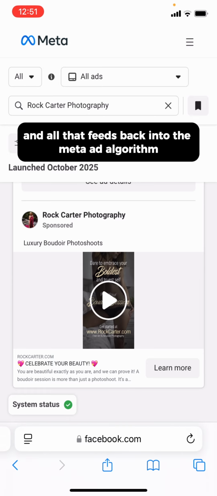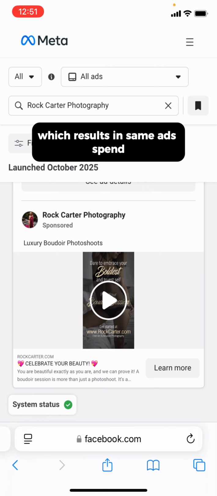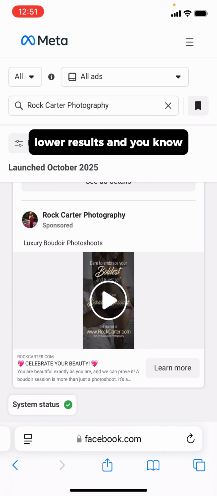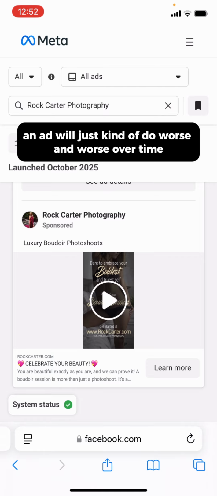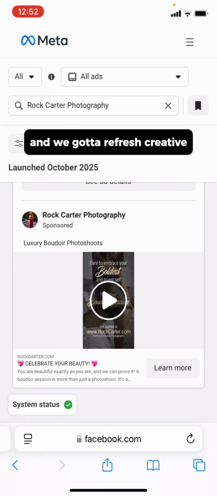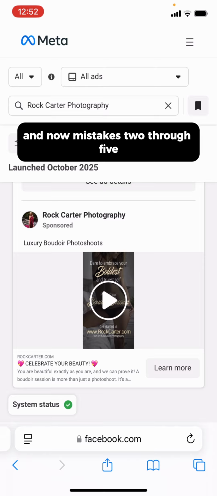And all that feeds back into the Meta ad algorithm. And our ads go to lower quality Meta profiles for tranche two, which results in the same ad spend, lower results. And we're in the downward spiral of despair here already. The ad will just do worse and worse over time, burn out, die out, and we've got to refresh creative.